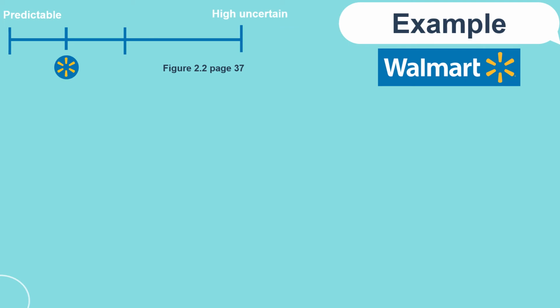Next, if we want to figure it out, according to figure 2.2 on page 37, Walmart is around here. So according to the previous attributes and Walmart's position as a major firm, we can say that their implied demand uncertainty is quite predictable.